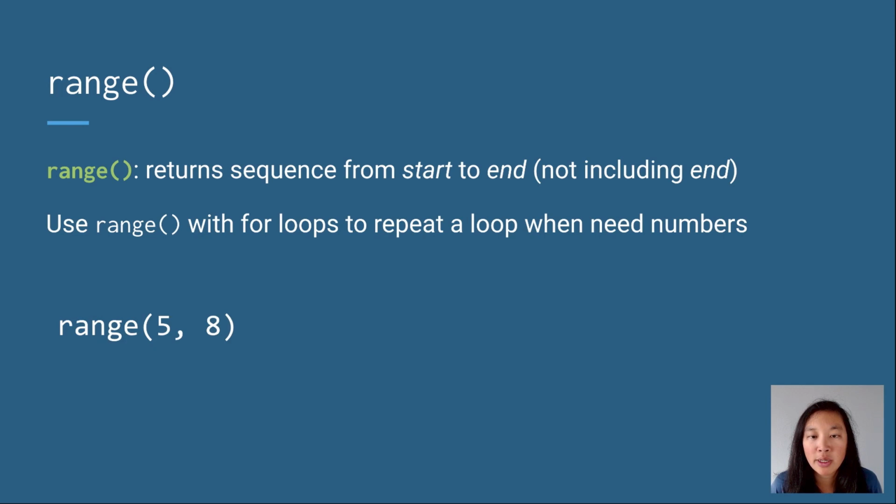Range of 5, 8 is going to give us 5, 6, 7, not including 8. If we get range of 0, 5, it's going to give us 0 through 5, not including 5. So 0, 1, 2, 3, 4.